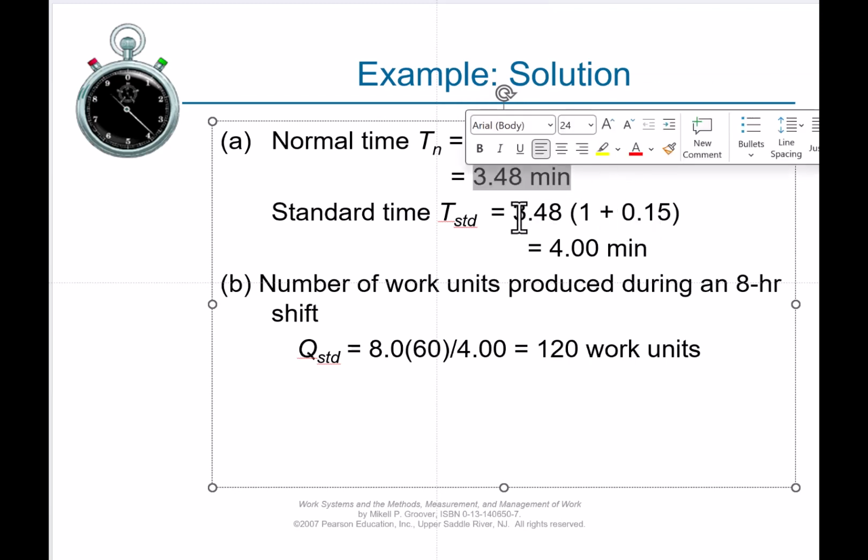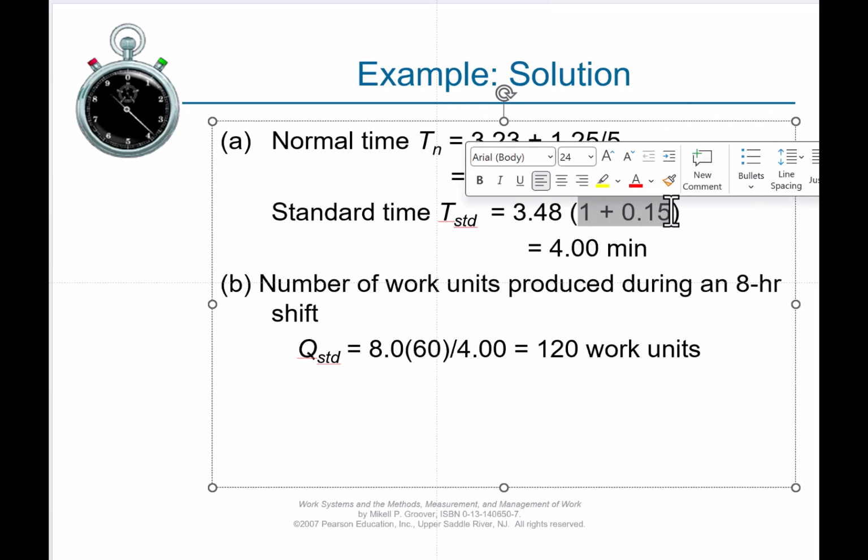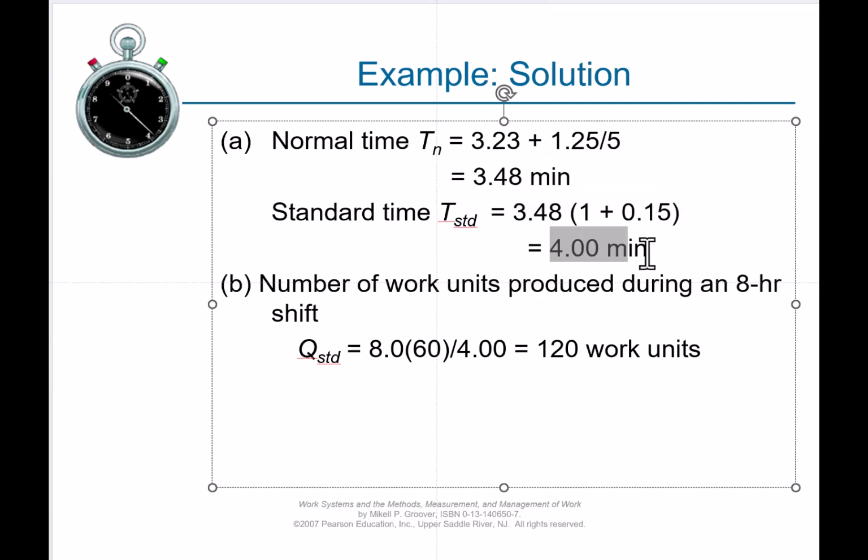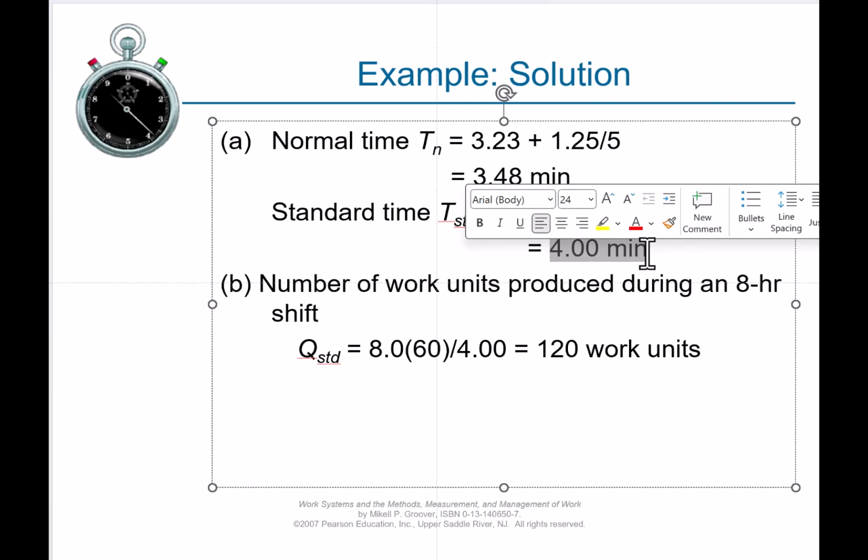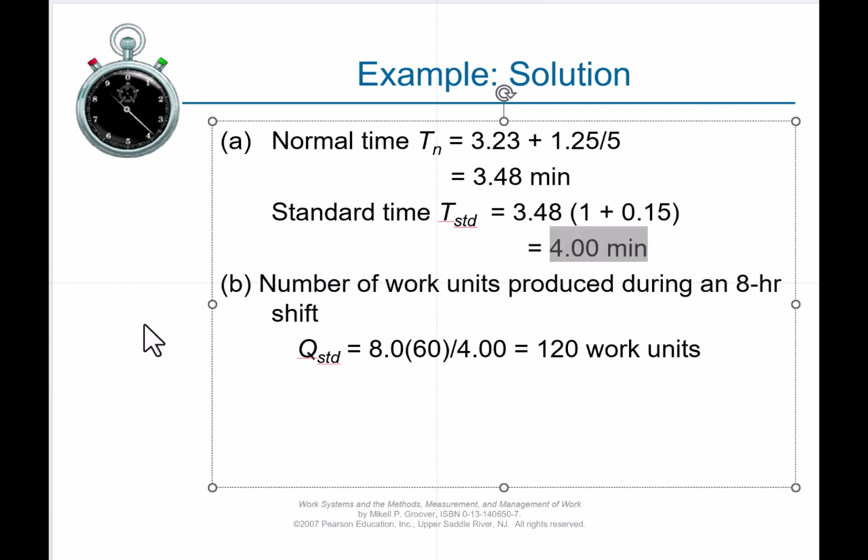For the normal time, we just need to add 15%. It's like going to a restaurant, you want to give a 15% tip. In this case, we multiply 3.48 by 1.15, and the result is 4 minutes. But now the question is, how many work units are we going to produce in an 8-hour shift? So 8 hours times 60 divided by 4 is 120 work units for 8 hours. So that takes care of the quantity produced in an 8-hour shift.